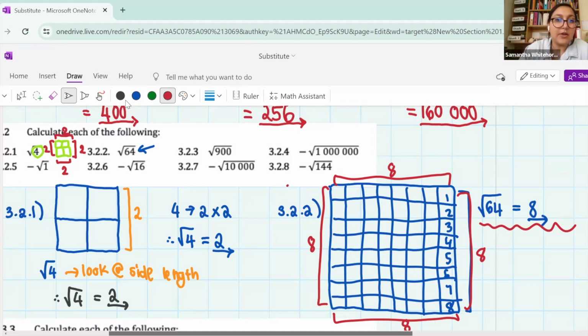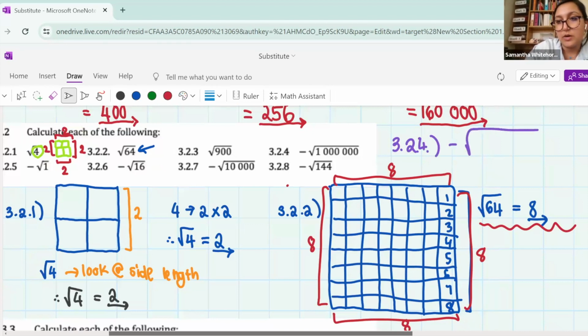All right, so seen as it's been mentioned, if we go and have a look at 3.2.4, we've got negative square root a million.